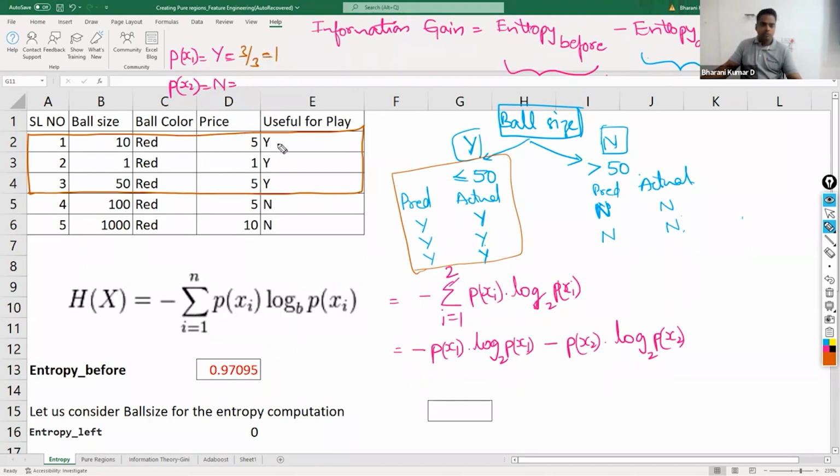3 by 3 is nothing but 1. And how many no do we have here? 0 no out of 3. So it is 0. Now, if I were to calculate entropy for this left side, what would the formula be? Minus this P of x1 is 1. So 1 into log of 1 base 2 minus probability of x2 is 0. So it becomes 0 into log of 0 base 2. 0 into anything will become 0. Log of 1 is 0. So minus 1 into 0 would be 0. So ultimately, entropy towards the left side would be 0.